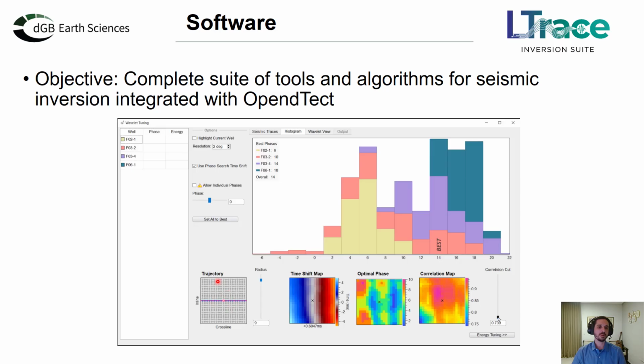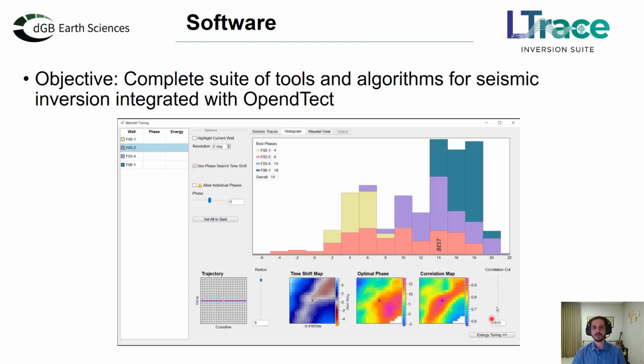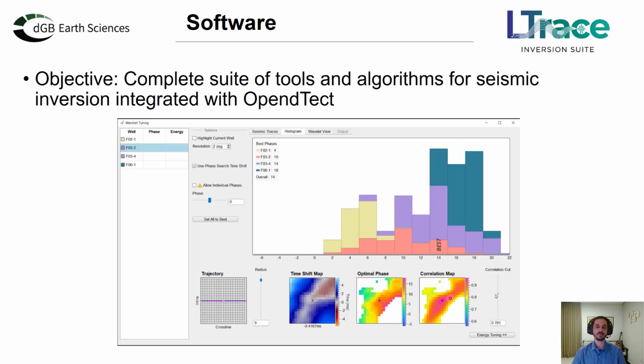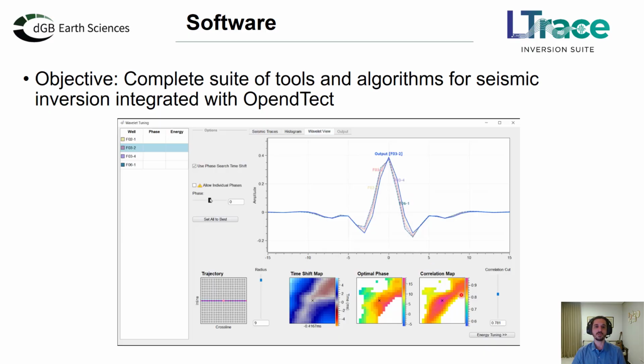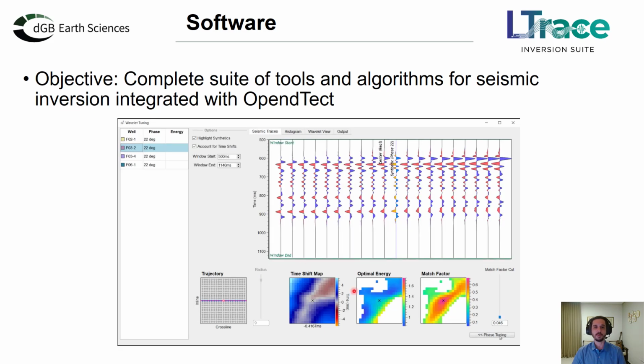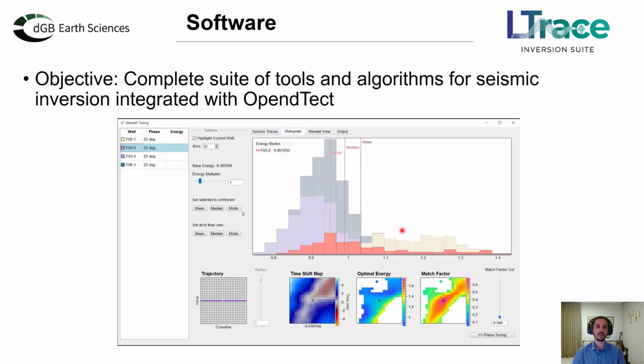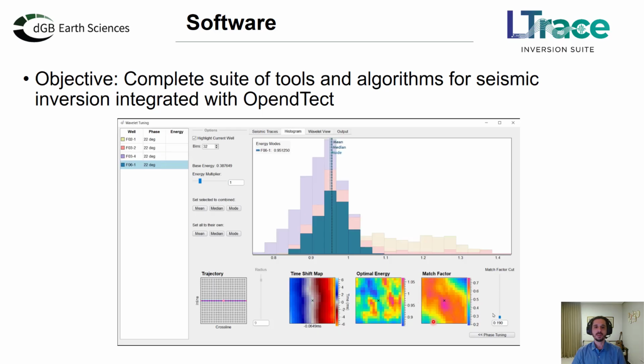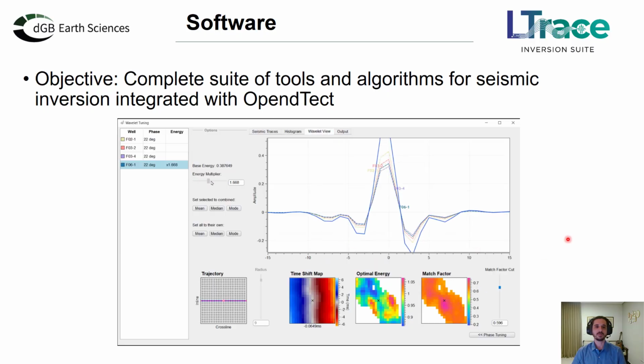So we have the well, and then you can analyze multiple traces around the well, make a correlation map here, and apply some filters to make a subselection of the seismic traces that you want to analyze to define the best phase and also the best energy. So in the energy you can filter again based on a match factor with the seismic, and then you have an interface where you can see the histograms of the best values and tune the wavelet parameters.